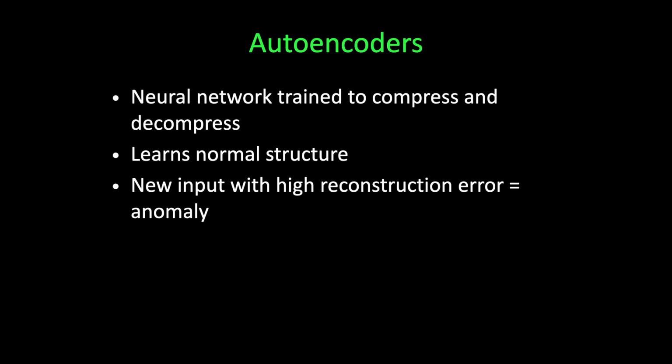An autoencoder is a special type of neural network designed to learn compressed representations of data. It consists of two main parts: an encoder that compresses the input into a smaller representation, and a decoder that reconstructs the input from that compressed form. During training, the autoencoder learns to minimize the difference between the input and the reconstructed output. If you train an autoencoder only on normal data, it becomes very good at reconstructing normal patterns. But when you feed it an anomaly, something it's never seen, the reconstruction error will be large. That error becomes the signal for detection.